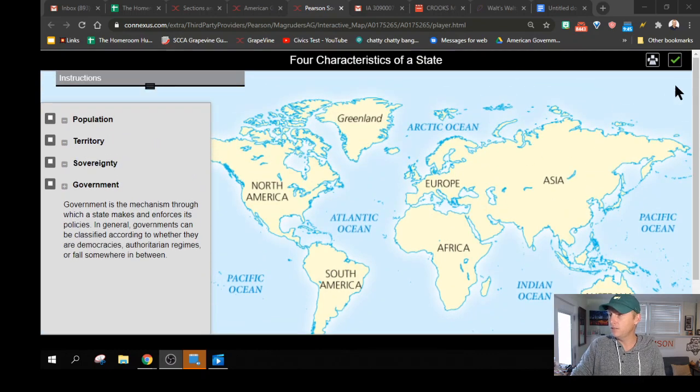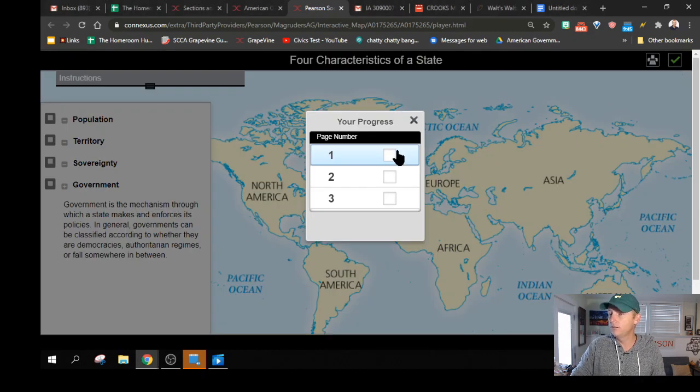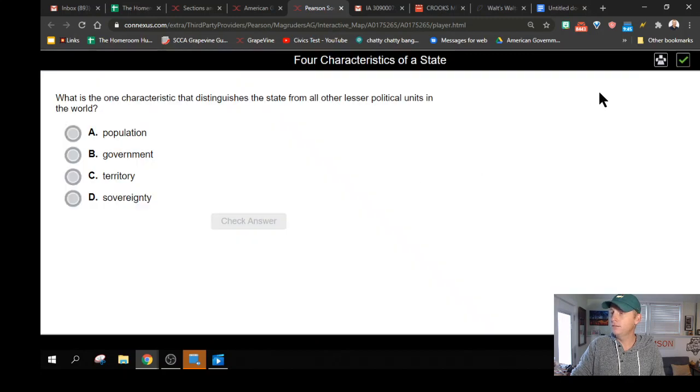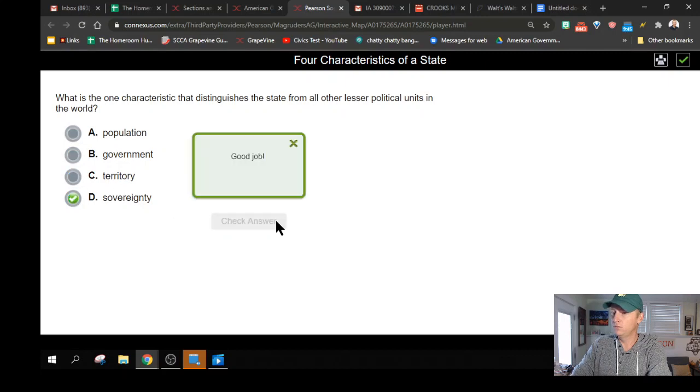Four characteristics of a state. Done. Check. Oh, what is one characteristic that distinguishes the state from other lesser political units? Let's see. Sovereignty. Yay! Got that right. Yes, I know I'm the government teacher and I should have known that automatically, but yay! We're moving on.